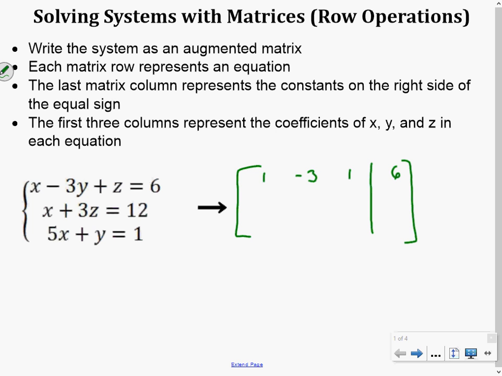Okay, well, then our middle row would have a coefficient of 1. There isn't a y, so its coefficient is 0. 3, and then we've got our constant of 12. And then our last equation is 5, 1, and there's no z, so the coefficient there would be 0, constant of 1. So this is an augmented matrix, okay? Each row represents an equation. Each column represents the coefficients of x, y, and z. And then on the other side here, we have our constants.